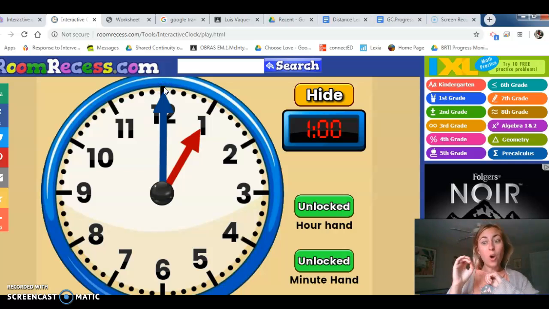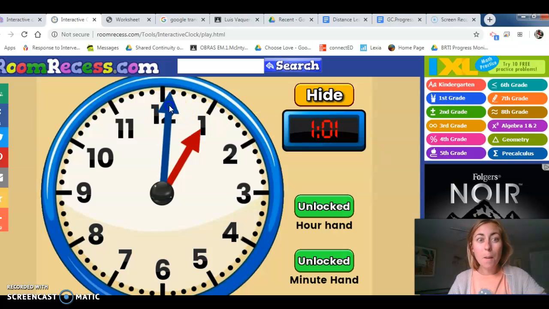Now that we're at 1 o'clock, we are going to be looking at each one of those itty bitty notches. Each notch is 1 minute. So if I'm at the 1 o'clock right here, then I can see how many minutes into the 1 o'clock I am. Look at my minutes over here. How many digits do you see? That's right, there are 2 digits. So if I'm at 1 minute into the 1 o'clock hour, I need to put a 0 before my 1.